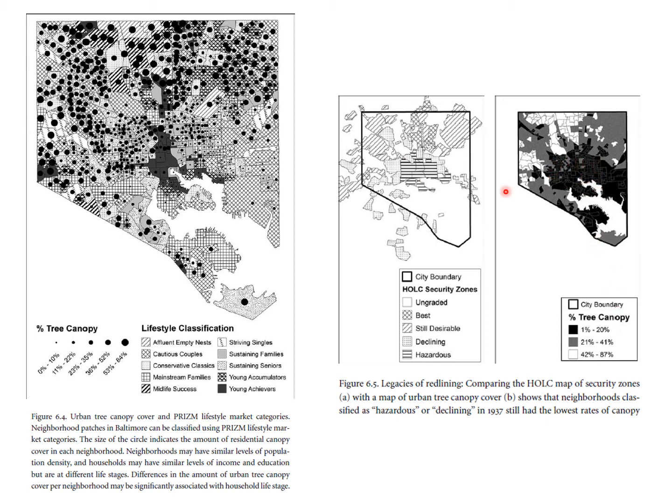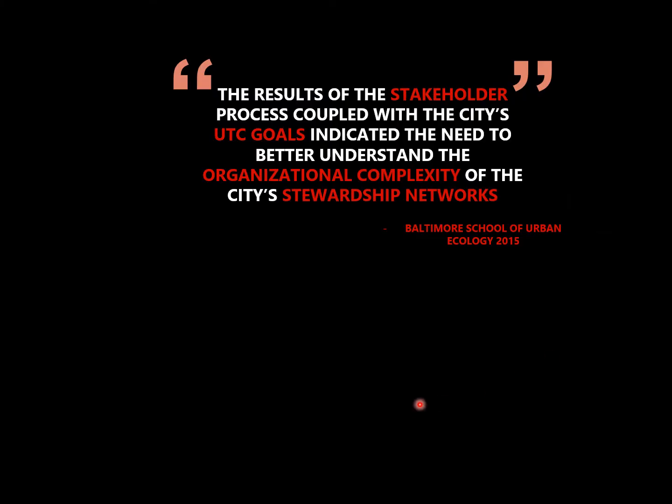So areas that were zoned historically as hazardous or declining tended to have much lower tree canopy than areas that were not zoned that way. So there were long-lasting legacy effects that were still influencing Baltimore's urban forest today. And so they learned some stuff about the tree canopy, how it existed, and they wanted to use that information to put trees where they needed to go.